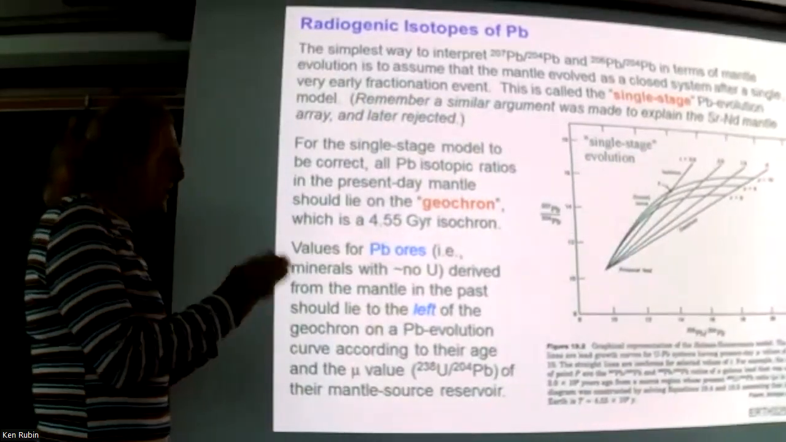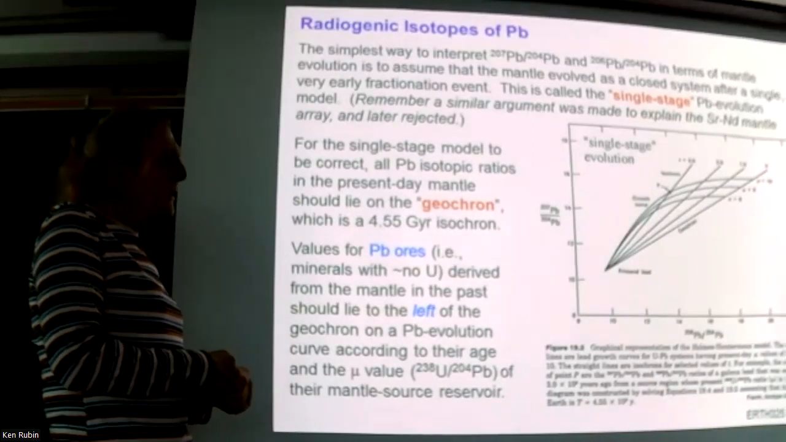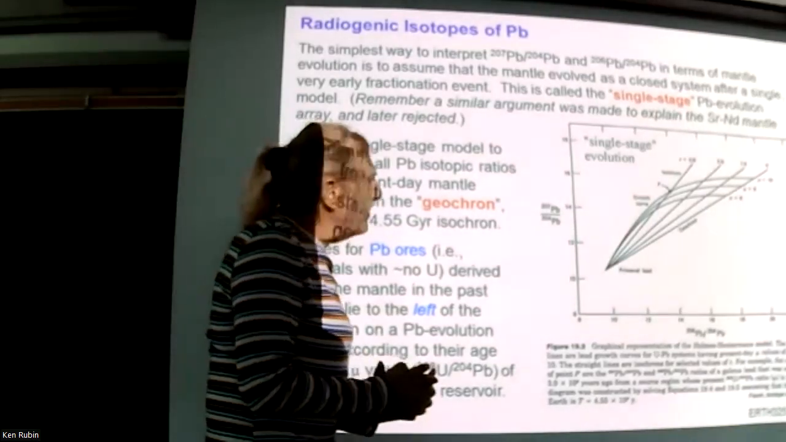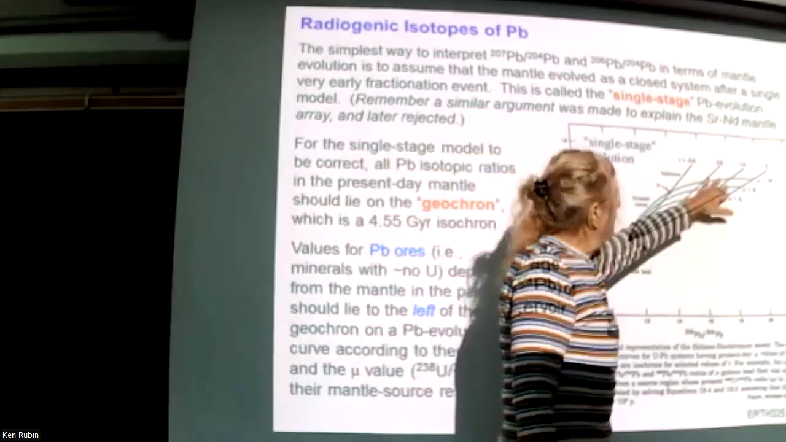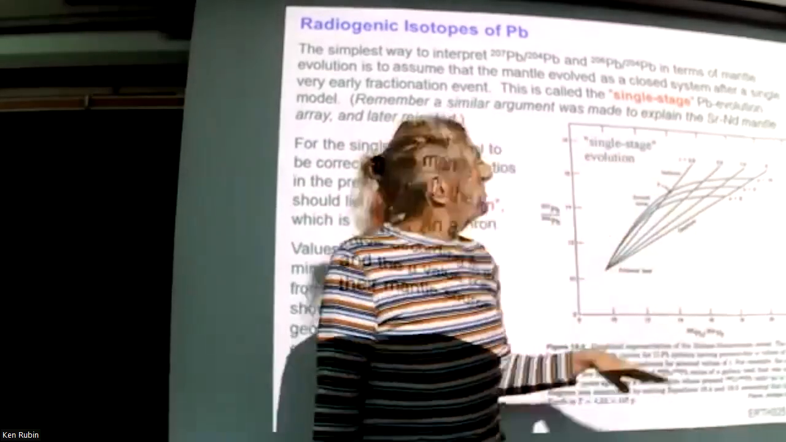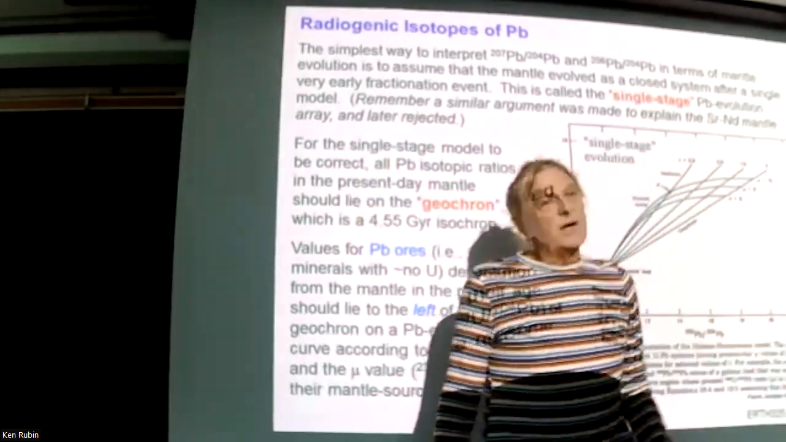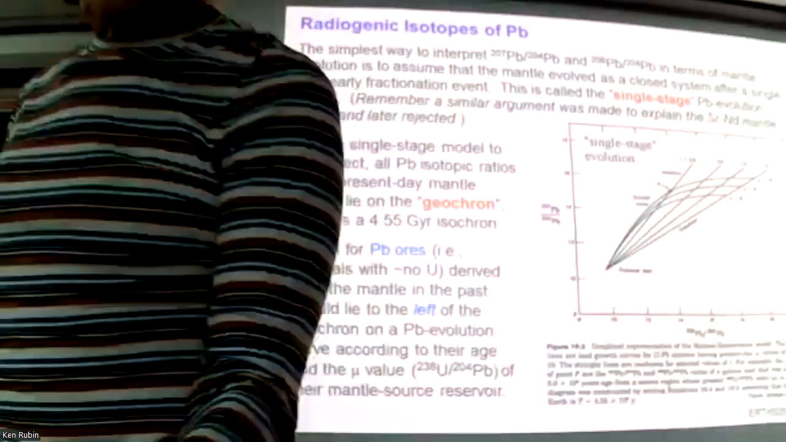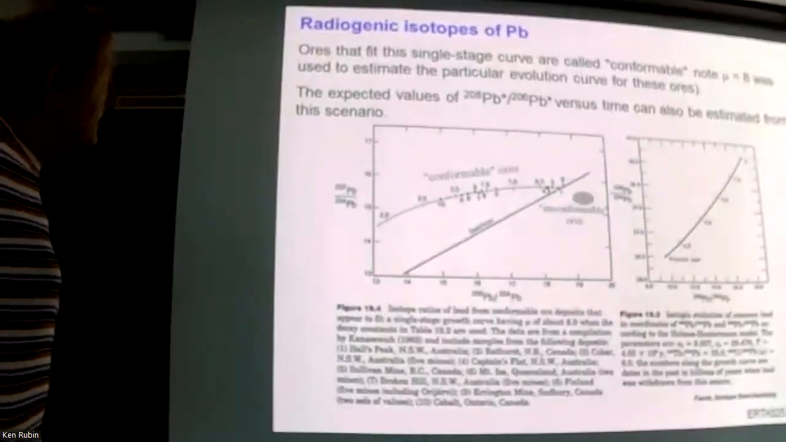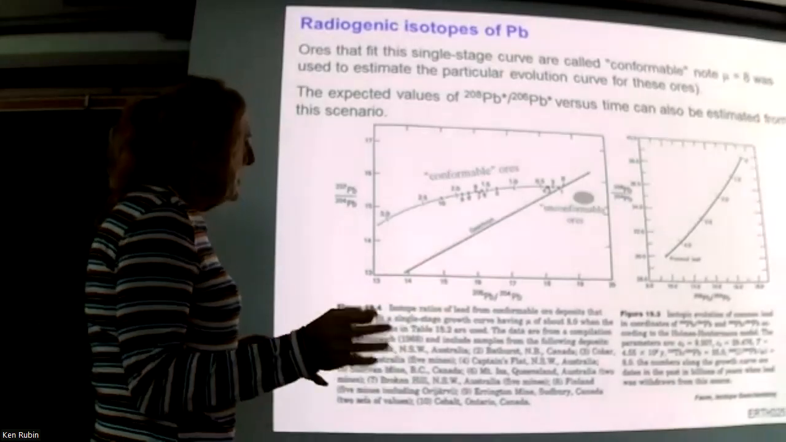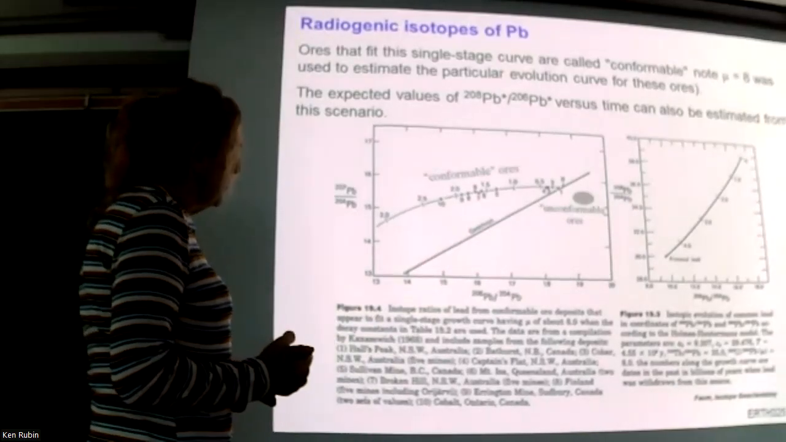So in the initial thinking about the way Earth worked, meaning the 60s, people thought that they would measure lead isotope compositions that only sat over here. It turns out there's a bunch of lead that sits over here, right? Which means that you can't explain it with a single stage of evolution. I jumped ahead. These are the so-called conformable ores I was just talking about.